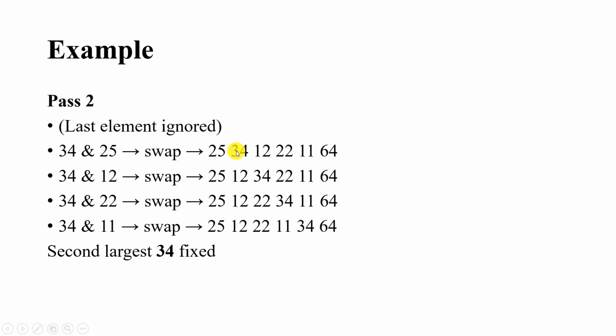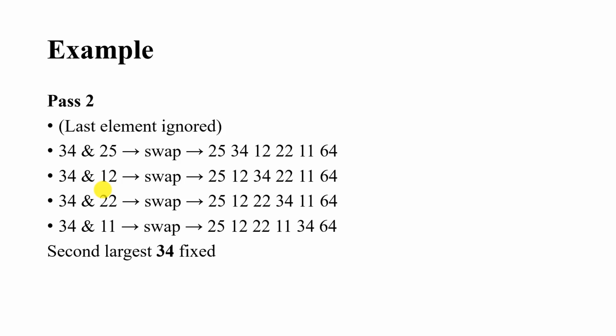And we will compare 34 with 12. Since 34 and 12 are not in correct order, we will swap them. So 25, 12, 34, 22, 11, and 64. Next we will compare 34 with 22. Since they are not in correct order, we will swap them. The updated array is as follows: 25, 12, 22, 34, 11, and 64.